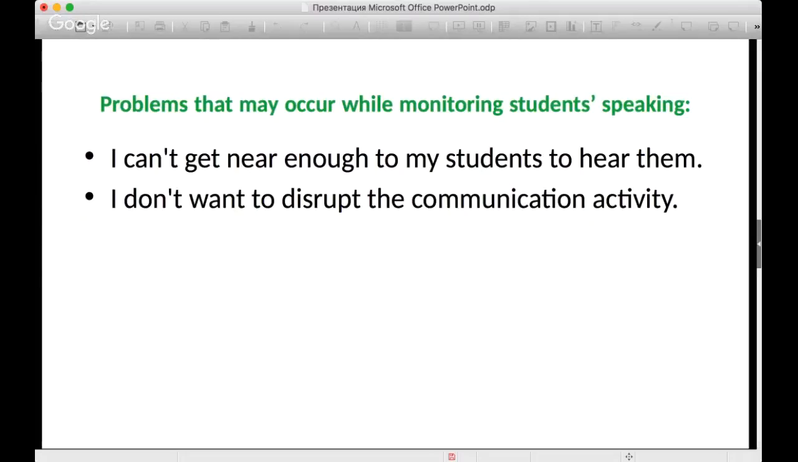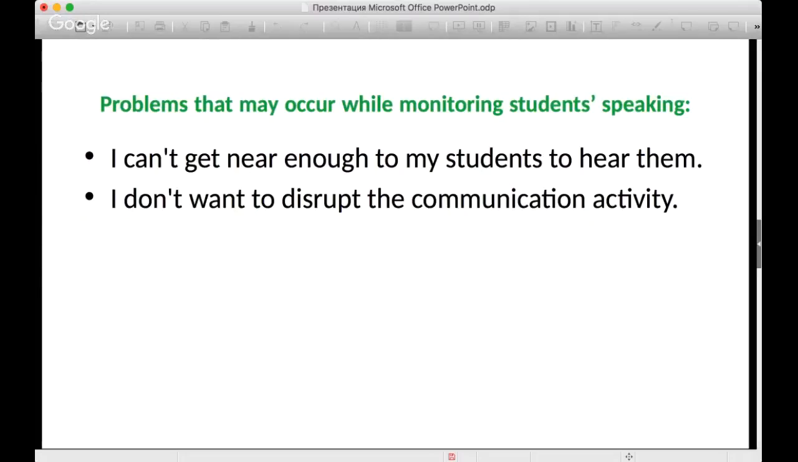Also, you can ask students not to sit, but to stand up and speak while they're standing. It also can help you to go around the students, to monitor and not to disrupt their communication activity.